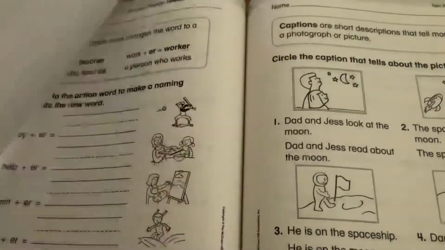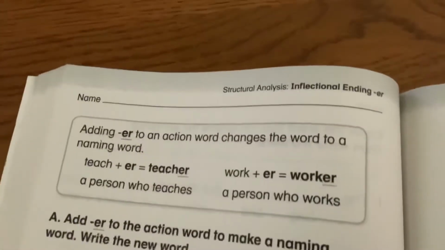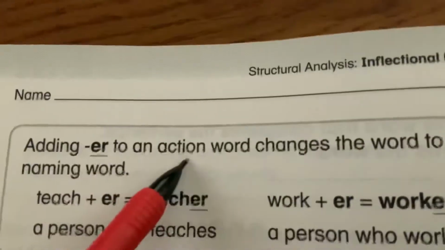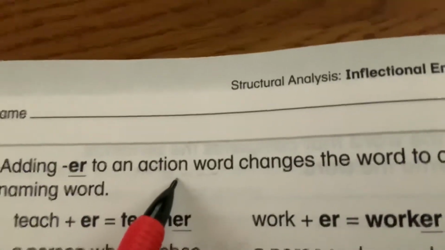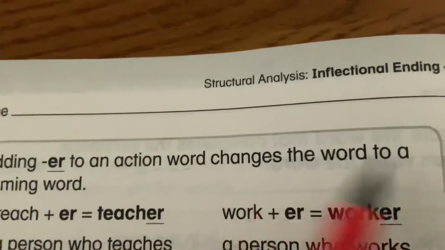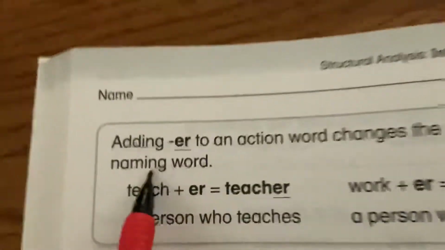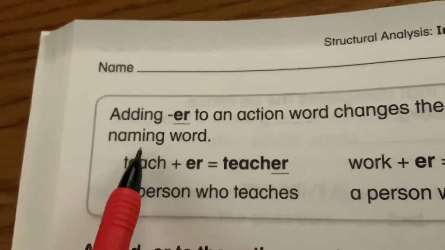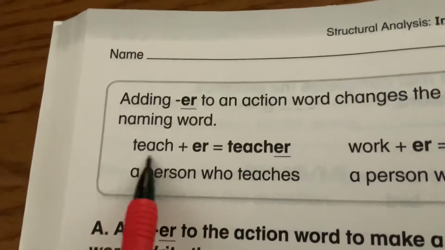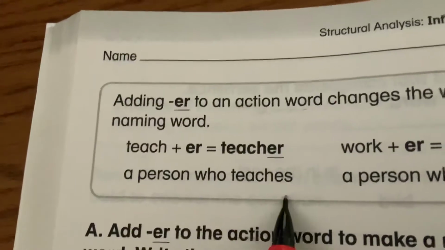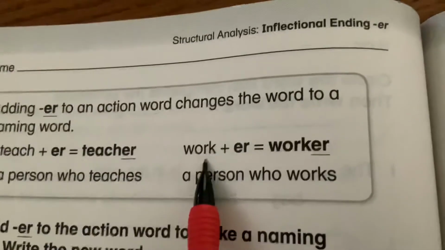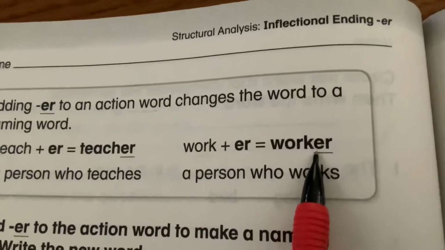Okay, then if you get out your red workbook, the U-turn workbook, and you turn to page 232, we will do this lesson. It says adding ER to an action word, what we were talking about before, paint, help, work, changes the word to a naming word, a noun, like teacher, worker, helper. Okay, teach is the action word. We add ER, we get teacher, a person who teaches. Work is the action word. We add ER, we get worker. We get a person who works.